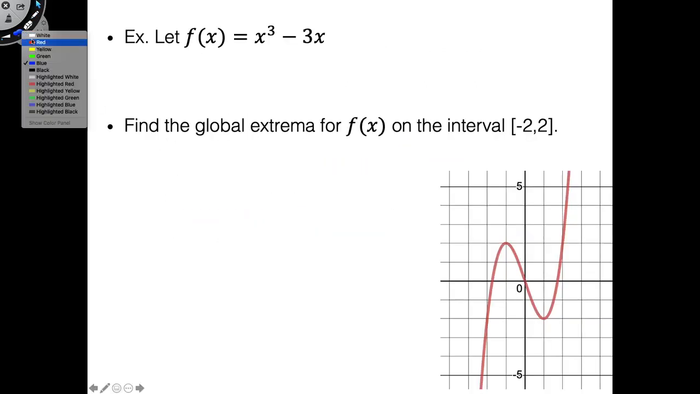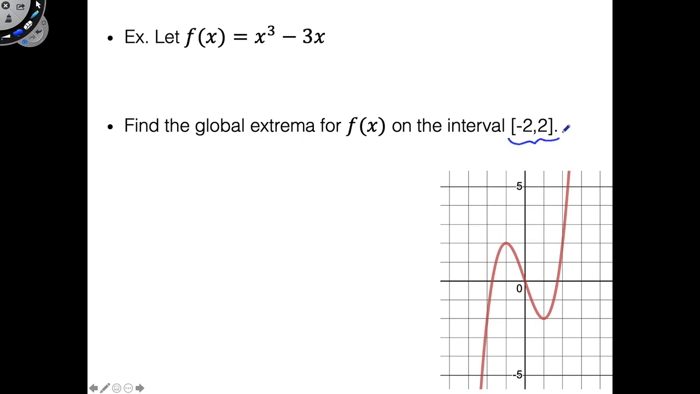Here I'm going to go through some steps with you guys, and we're going to actually work on one of these problems together and sort of piece together everything through that, right? So let f of x be x cubed minus 3x, a very similar little guide to what we worked with just before. And so what we're going to do is find the global extrema for f of x on the interval -2, 2.